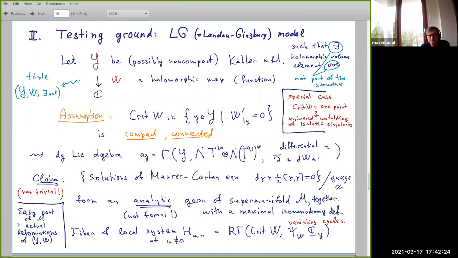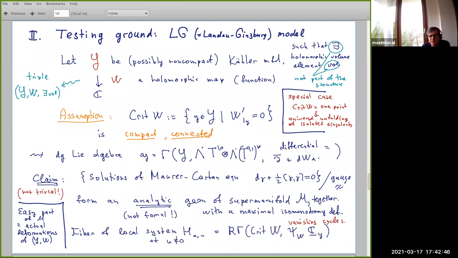Yeah, so we'll start with the following situation. We have a possibly non-compact Kähler manifold. It's not necessarily algebraic, it should be maybe some domain. And such that there exists a holomorphic volume element on it. The choice of holomorphic volume element is not a part of the structure, I need only existence.